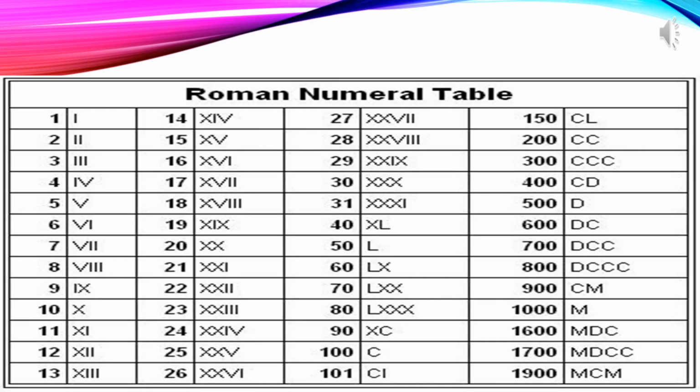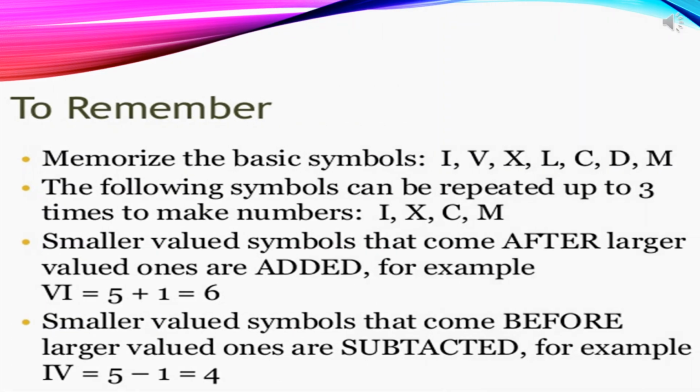It's a table in which I have written some Roman numerals for your convenience. Now it's time to summarize the topic Roman numeral system. First, we should memorize the 7 symbols, that is I, V, X, L, C, D, M. Second, the following symbols can be repeated up to 3 times to make numbers: I, X, C, M. That means we can never repeat any symbol more than 3 times.